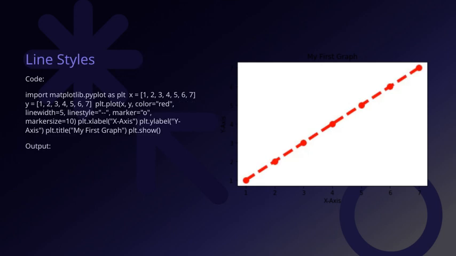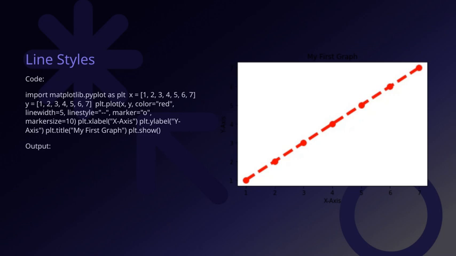All right, let's take a closer look at how line styles can really enhance our plots. In this example, we're importing the Matplotlib pyplot module as plt, which is pretty standard. Then, we define our x and y data points, which in this case are simple lists from 1 to 7. When we call plt.plot, we're not just plotting a line, we're customizing it quite a bit. Notice the color parameter, we're setting it to red, so our line will stand out. The line width is set to 5, making the line thick enough to be clearly visible.